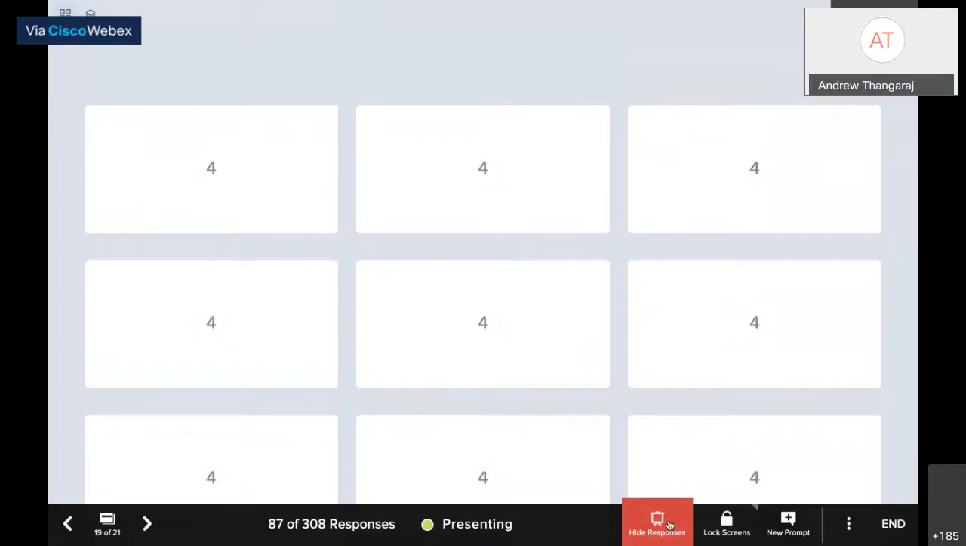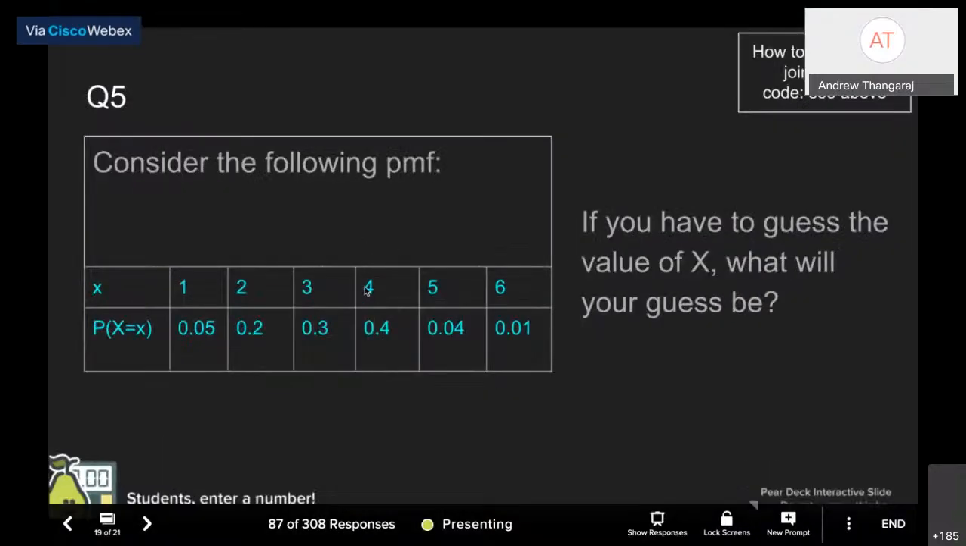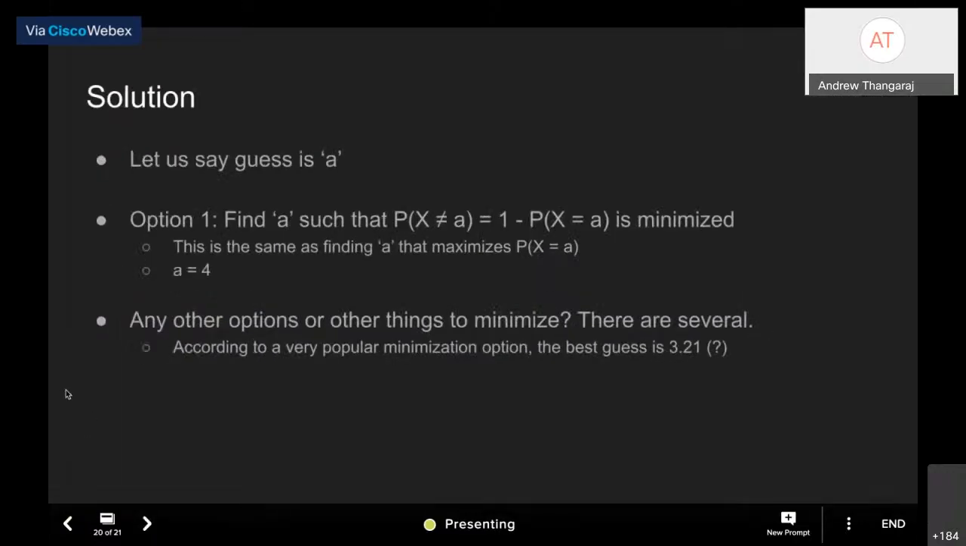So 4 seems like a popular answer. It's sort of well motivated. Why is 4 well motivated? I mean, you have to ask yourself, why 4? Why that strange 3.21? Okay. Let me give you a few thoughts on this. Here are a few thoughts.